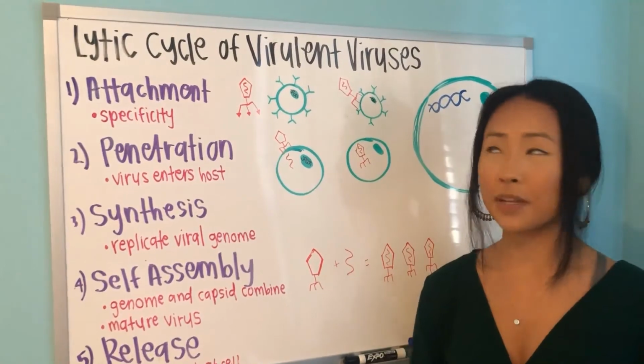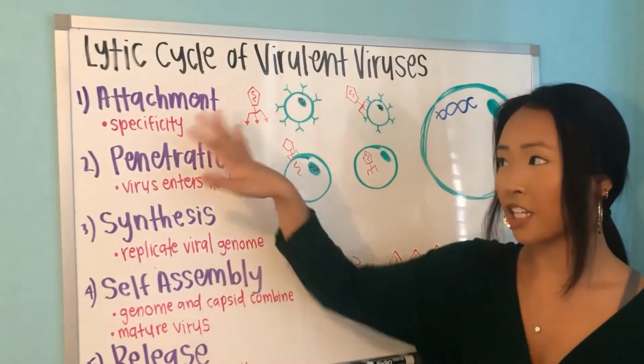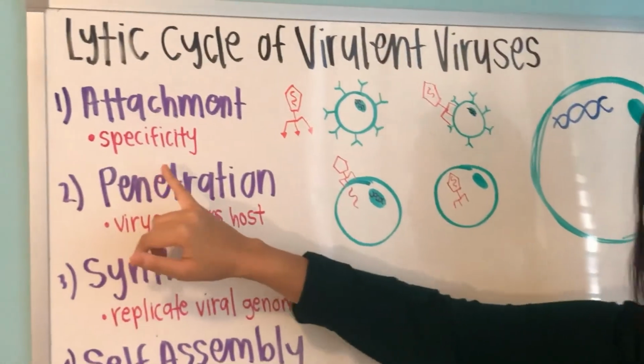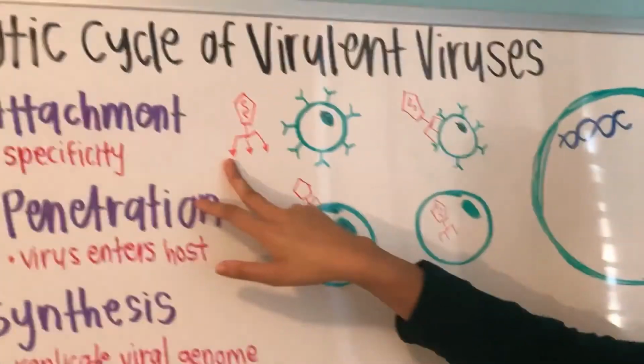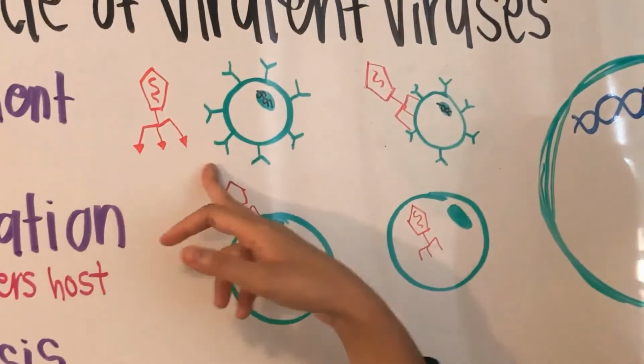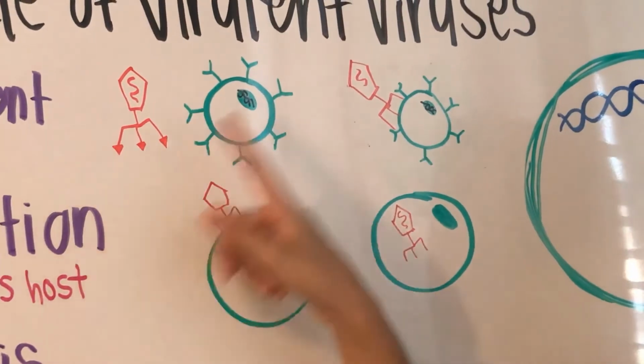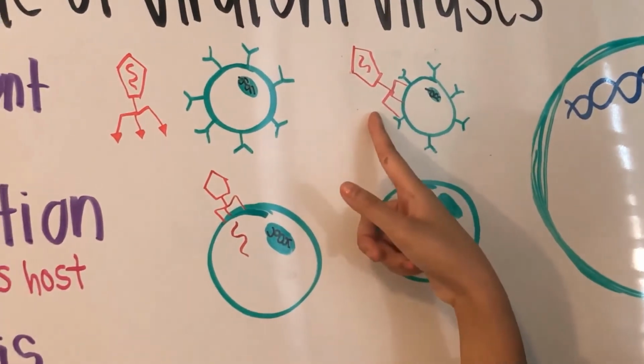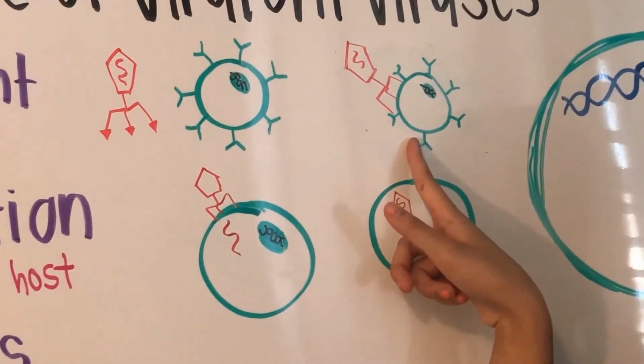Okay, so the first step in the lytic life cycle is attachment, and going back to the idea of specificity, these specific structures on the virus will only match up with these specific receptors on this cell. So to start, the virus is going to attach to the host cell that it's going to infect.